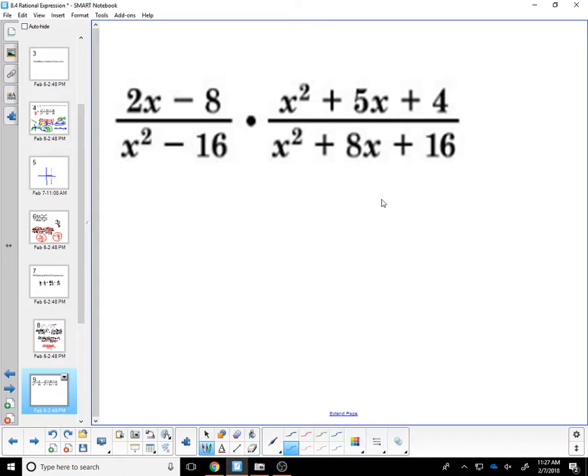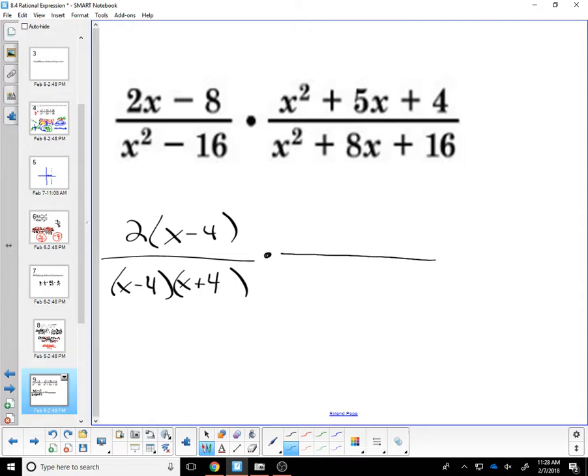So here we go. Up here, I'm going to factor out the 2 because that is common to both of those. In the denominator, I've got the conjugates. You see what you did there? I've got x minus 4 and x plus 4. And I'm going to multiply that by this, which is going to factor into a 1 and a plus 4, correct? And then the denominator of that one will factor to be 4 times 4. So both positives in this case.